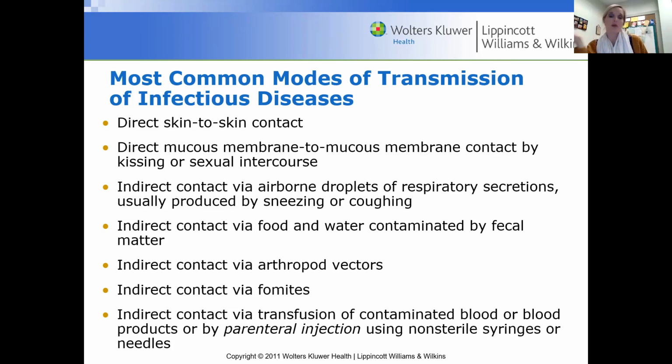Indirect contact via fomites. So again, I always use the example of touching a doorknob. That's a fomite, where I'm indirectly contacting that pathogen that has come from somebody else. And it's indirect because again, I'm not directly touching the sick person, but the sick person touched that before I did, and then I touched that doorknob.